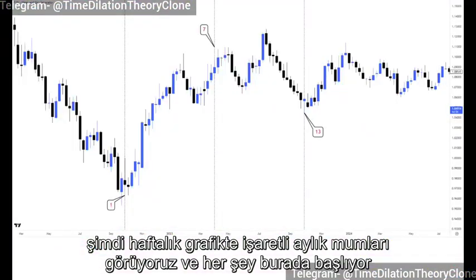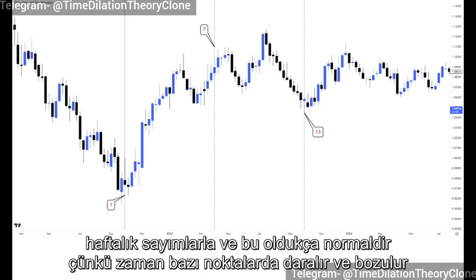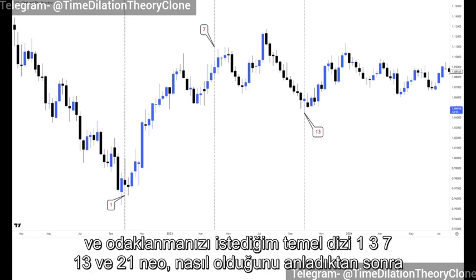Now we're seeing the marked monthly candles on the weekly chart, and this is where everything begins to make sense to you, Neo. What we've marked on the monthly chart doesn't have to align perfectly with weekly countings, and that's pretty normal, because time is contracted and distorted at some points. And what I want you to focus on is the basic sequence: 1, 3, 7, 13, and 21, Neo.